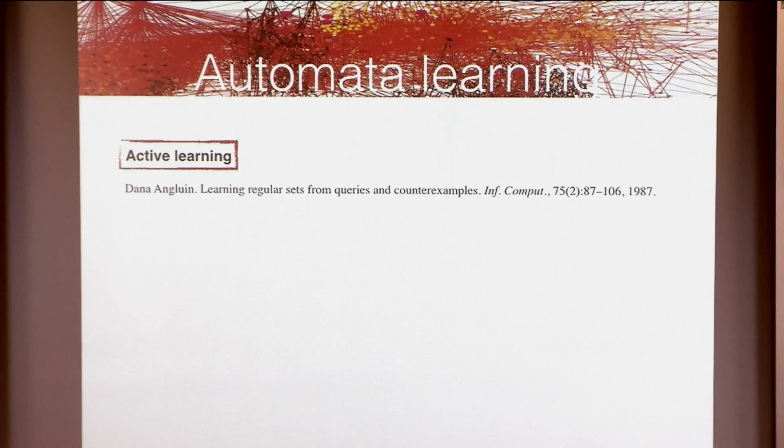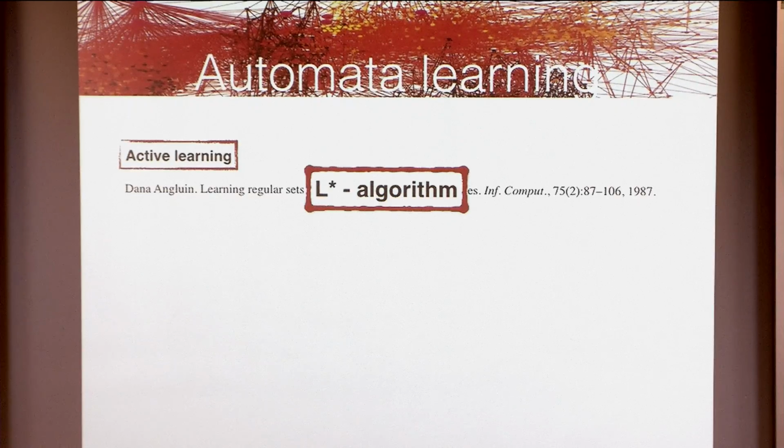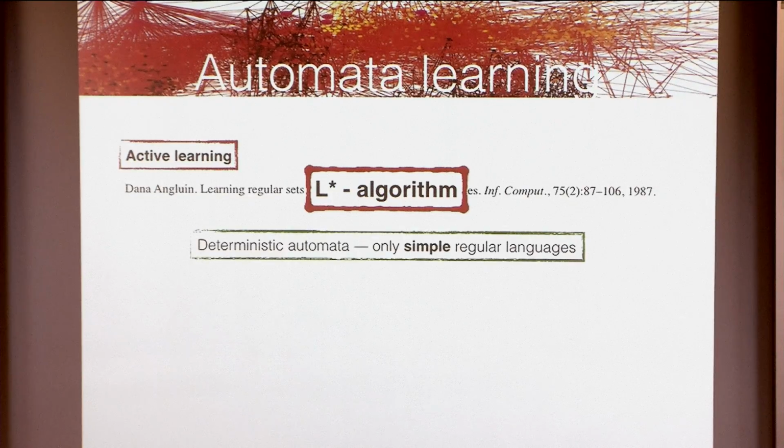And active learning started back in the 80s with this paper by Dana Angluin called Learning Regular Sets from Queries and Counterexamples. And she described an algorithm in that paper that is nowadays referred to as the L-star algorithm. In that paper, she looked at regular languages, and she looked at the problem of learning a minimal deterministic automaton that accepts a certain regular language.